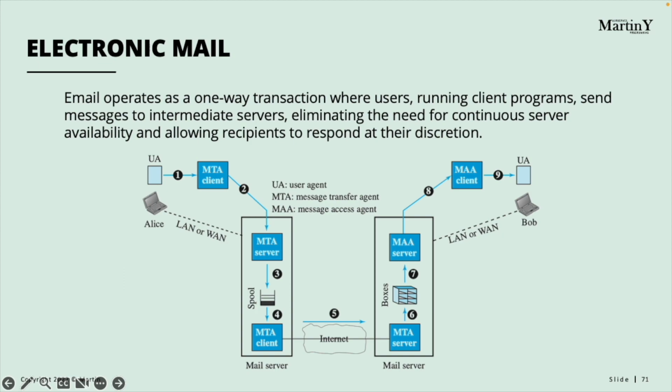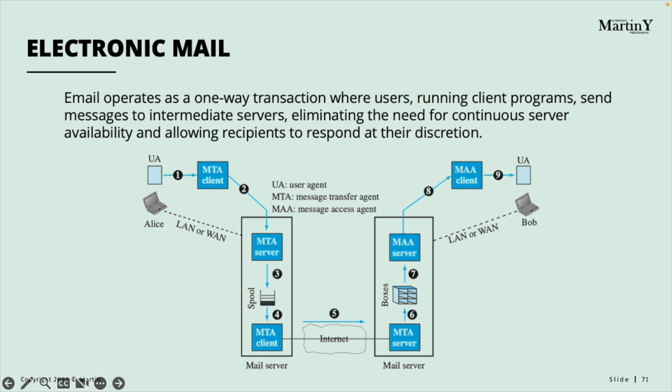So let's see how the whole process goes. Now, we have 2 types of agents: the MTA, which is the message transfer agent, and the MAA, the message access agent. The message transfer agent is responsible for sending emails. It has nothing to do with getting the emails. The message access agent is responsible for retrieving and getting the emails.